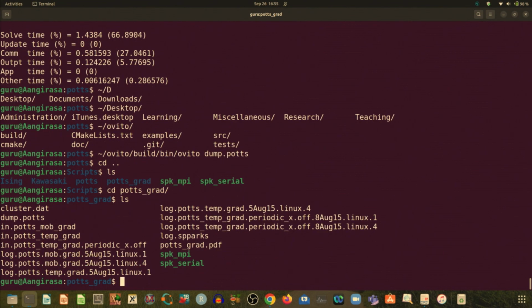Okay, so this is the gradient case. I'll show you the visualization. The result is generated by running SPPARKS with a temperature gradient, not a mobility gradient, but the mobility gradient is also possible. You can see that it is periodic in X with a temperature gradient. You can see several in files, but what I am going to show you is generated using the in file in.potts.temp.grad. It takes some time to run, that is why I am not running it, but it is fairly straightforward to run in the same fashion as I ran the other ones.